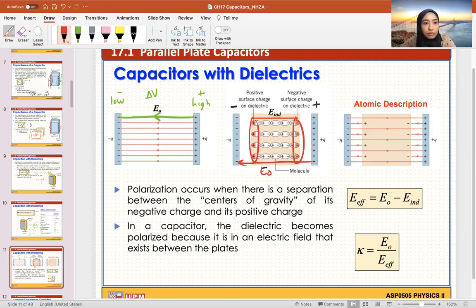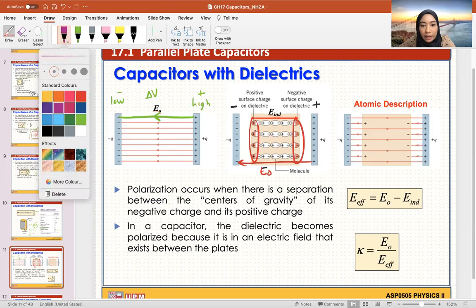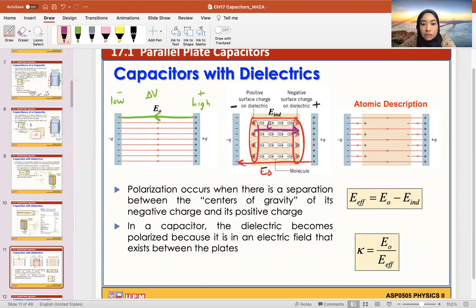E always goes from positive to negative, right? So I have another E over here. So this is my E induced. Now we have another equation associated with a capacitor that has dielectric material in between the plates. So this E effective is equal to E naught, the initial electric field, minus the E induced. Or you can say the dielectric constant is equal to E naught over E effective. This is also equal to C over C naught.